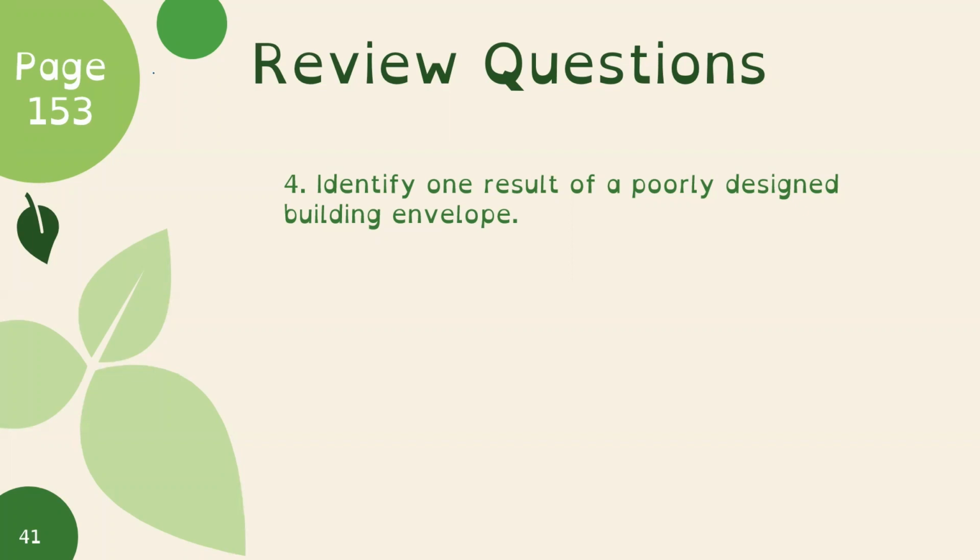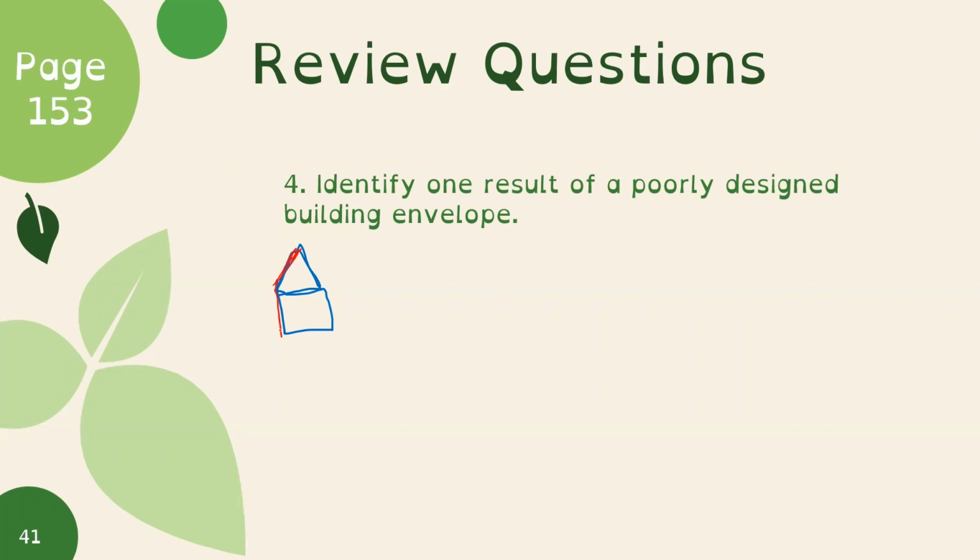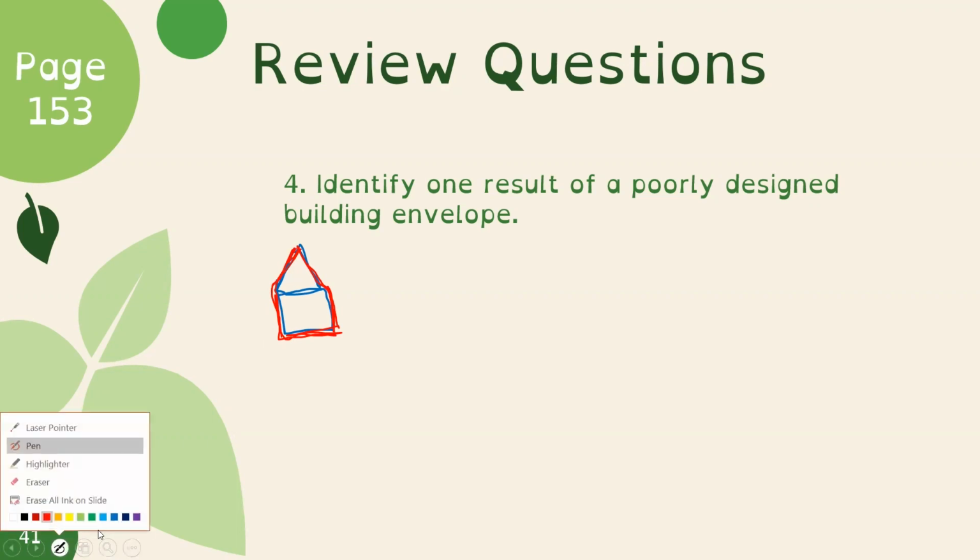So review questions for number 4, identify one result of a poorly designed building envelope. So remember, if we have a house, old school, square with a triangle on top, the building envelope is this sort of space between the exterior and the interior of the house. It isn't an actual envelope, but it is a way of sealing off the house.